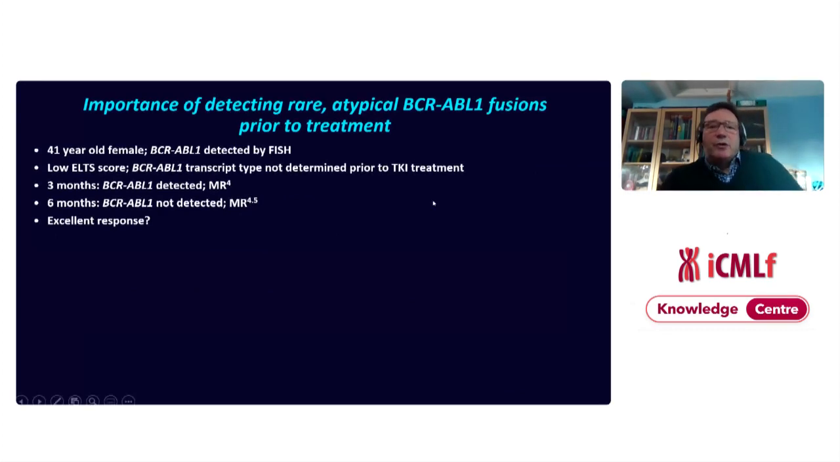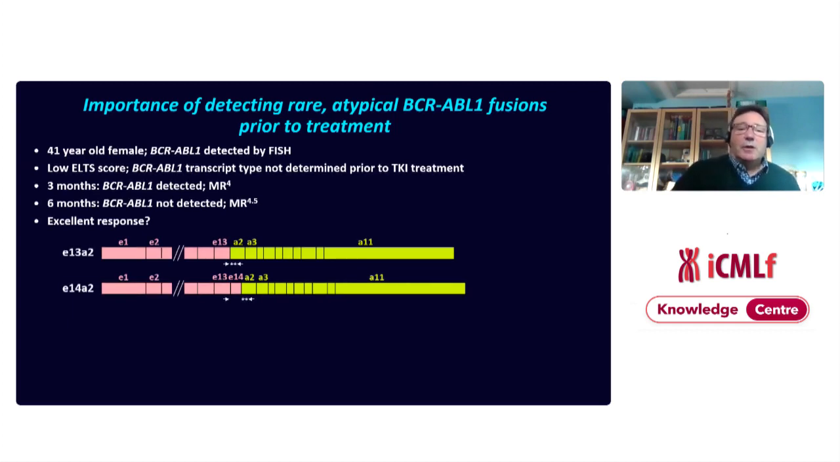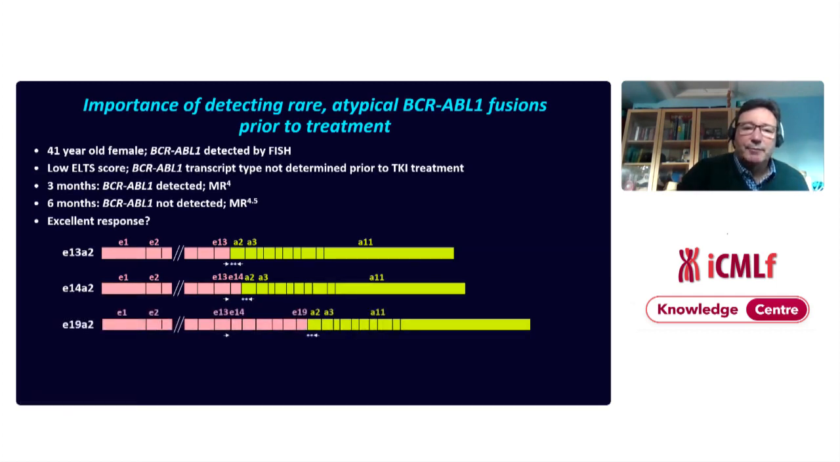So detecting these rare fusions is very important. I'll just give an example here. A 41-year-old female, BCR::ABL detected by FISH. She had a good prognosis, low ELTS score, but the BCR::ABL transcript type was not determined prior to treatment. At 3 months, BCR::ABL was detected at a level of MR4. At 6 months, not detected, MR 4.5. So is this what it looks like? An excellent response. If she had been expressing one of the two major transcripts, yes, indeed, this would be an exceptionally good response to TKI.